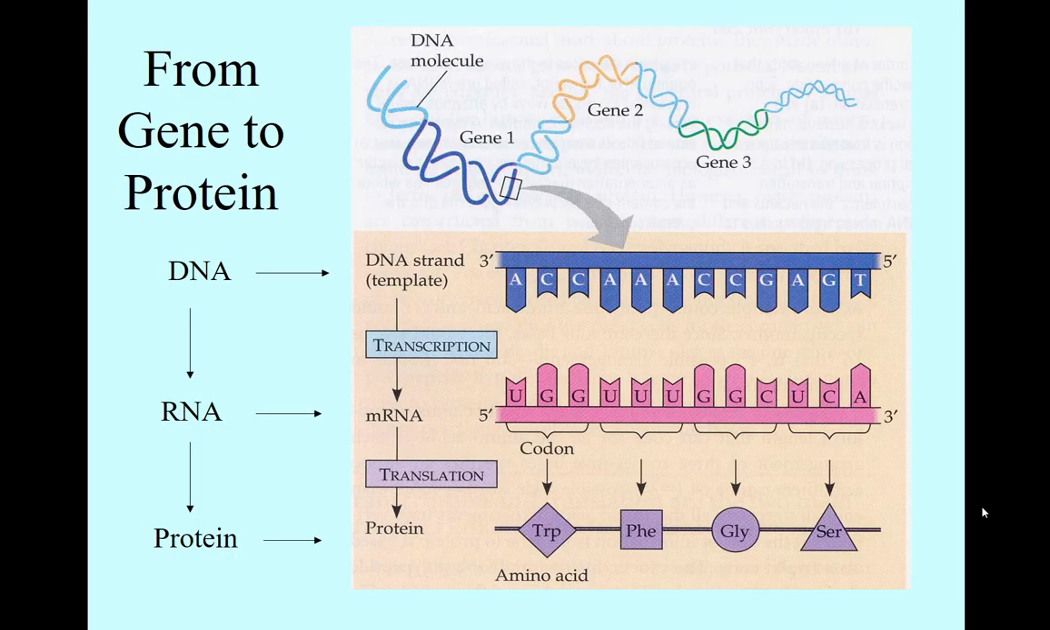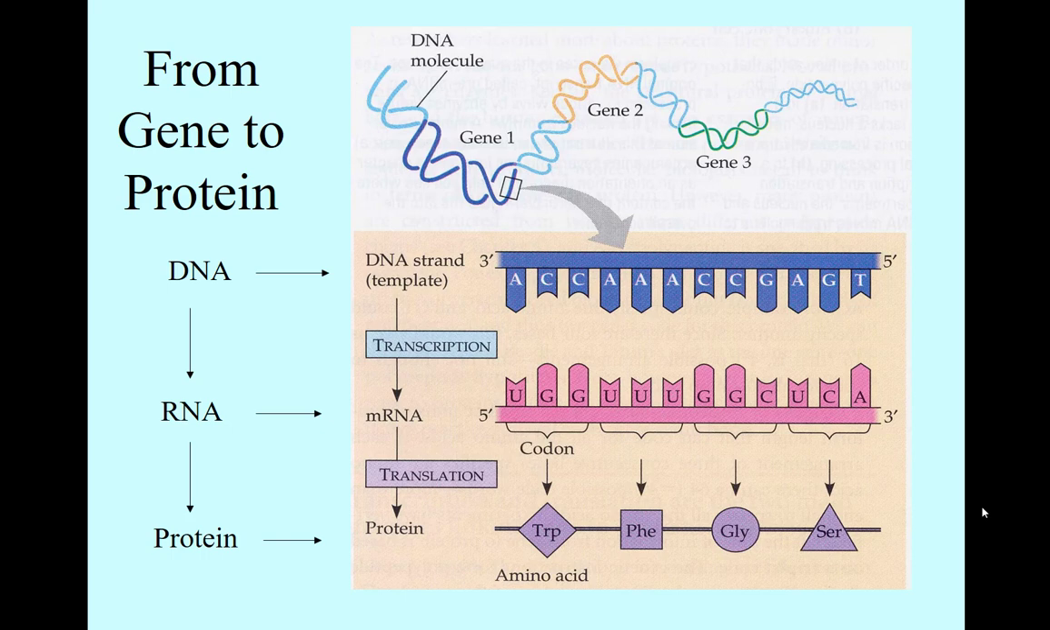All right, let's get a little more clarity on this protein synthesis. First of all, let's talk about the difference between DNA and RNA. So they're both nucleic acids. DNA is double-stranded. RNA is single-stranded. DNA has deoxyribose as the sugar group. RNA has ribose as the sugar group.